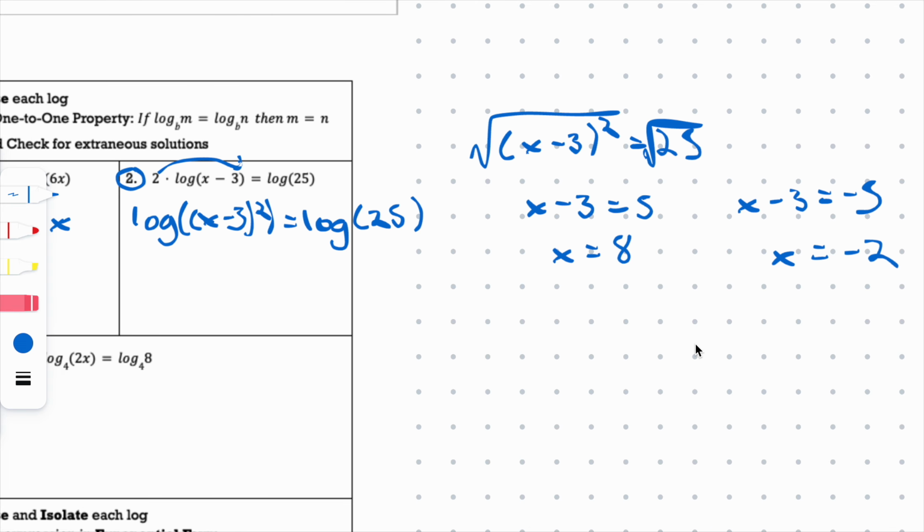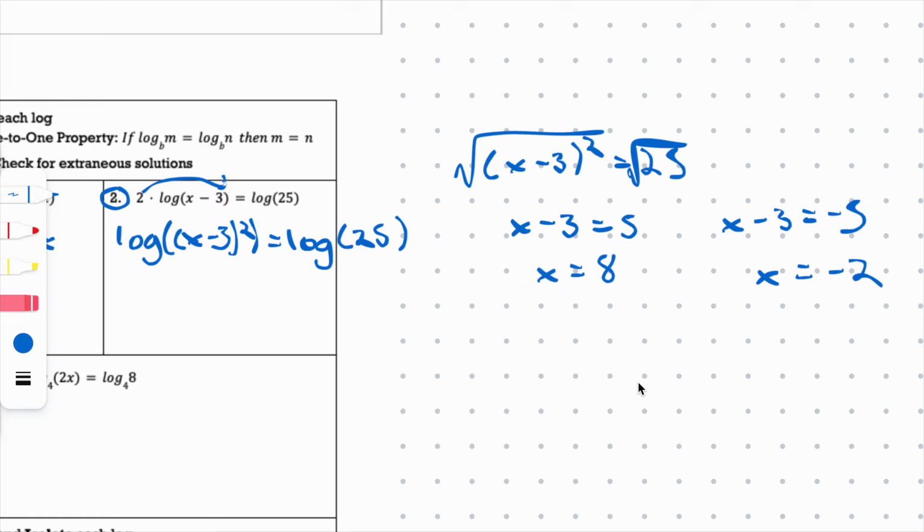And in this case, we again want to remember to plug in our answer. So let's start with 8. So 2 times log of 8 minus 3. 8 minus 3 is 5. I'm just going to use this equation we have with 2 as our exponent because it's easier. And so log of 5 squared, which is 25, equals log of 25. So we know 8 is good. And then in the second case, we'd have log of negative 2 minus 3, which is negative 5. Negative 5 squared, 25, equals log of 25.